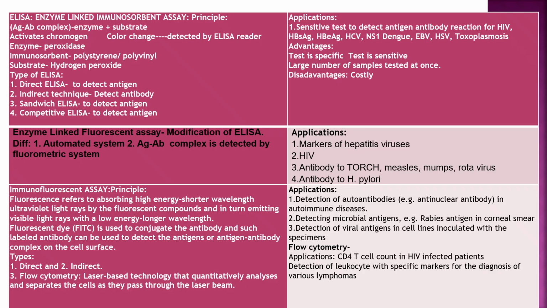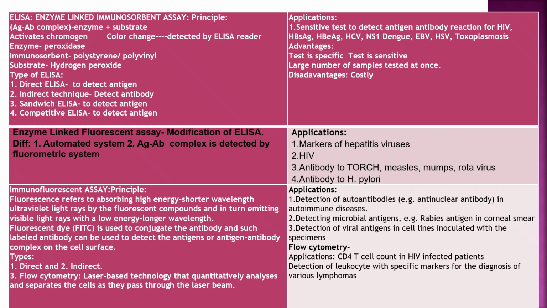Types of ELISA: direct ELISA to detect antigen, indirect ELISA to detect antibody, sandwich ELISA to detect antigen, competitive ELISA to detect antigen. Application: sensitive test to detect antigen antibody reaction for HIV, hepatitis A antigen, hepatitis B, E antigen, HCV, NS1 dengue antigen, Epstein-Barr virus antigen, HSV, toxoplasma.